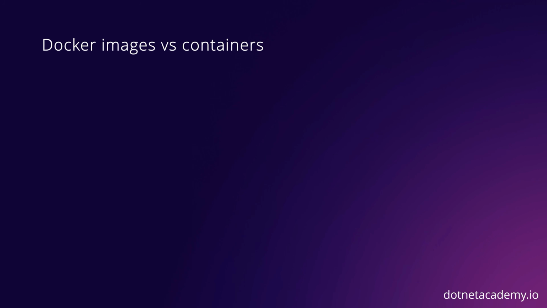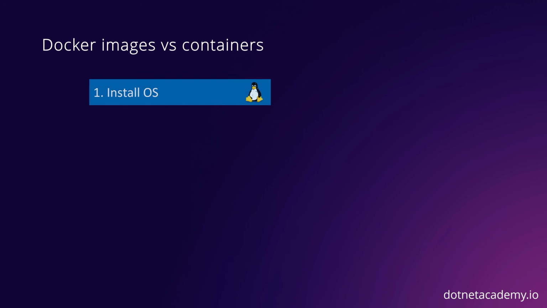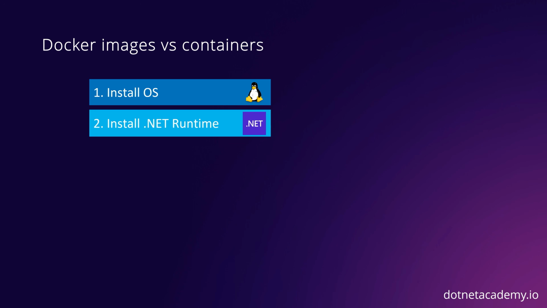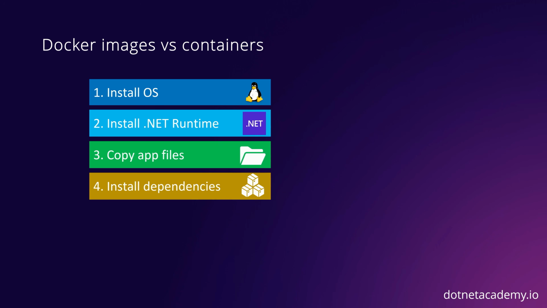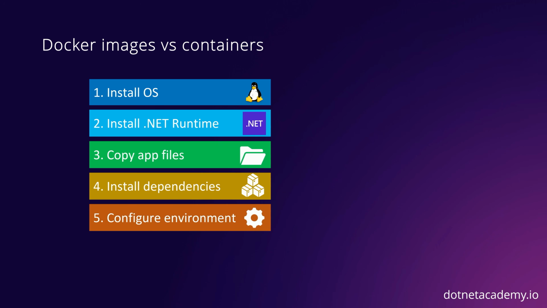To understand what a Docker image is, think about the steps you would normally perform to prepare a machine to run your .NET application. Assuming all you have is some sort of hardware, you would start by installing an operating system. Then, you would install the version of the .NET runtime required by your application. Next, you would likely copy all of the application files and install or restore all of its dependencies. Then you may also need to configure the environment or a few settings which may affect the way that your application executes. And finally, you would run your app.